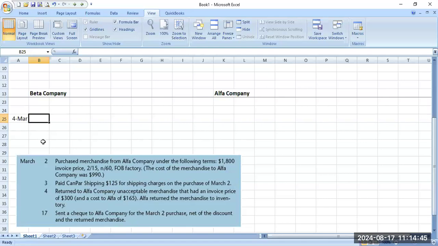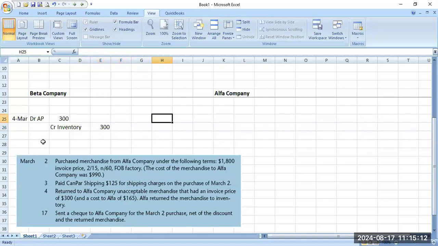So let's debit accounts payable to reduce the accounts payable for the amount that they returned. They returned $300. And credit, we have to reduce the inventory because we don't have them. They're going back to Alpha. And that will be 300 here.